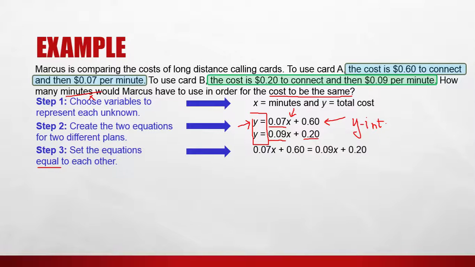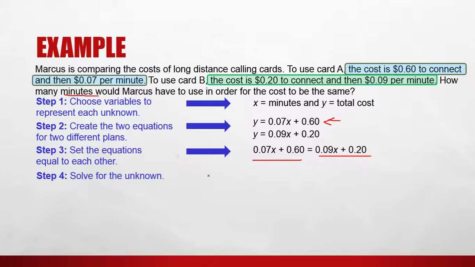If you notice, this comes from the top, first equation, and this comes from the second equation. Because the question is asking how many minutes, we are solving for the unknown, which is x, because x represents minutes.